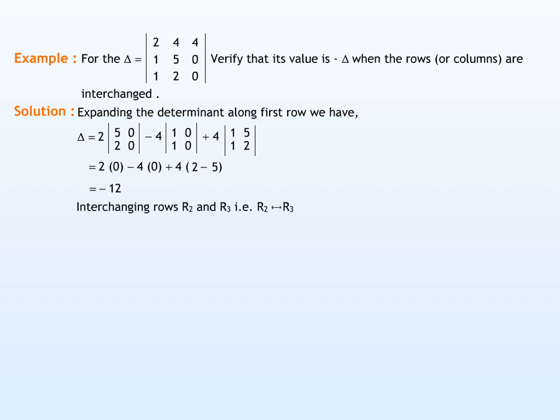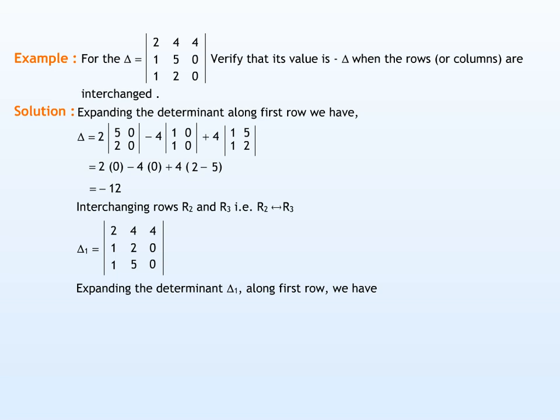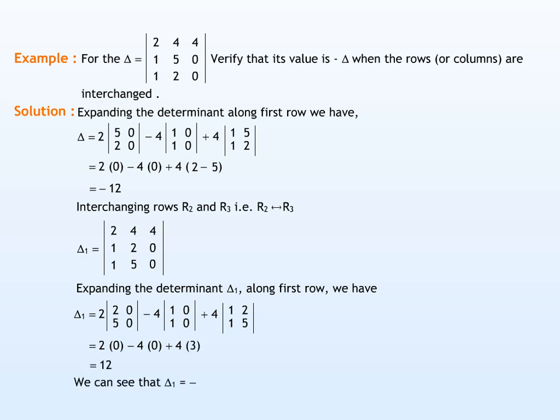Now interchanging rows R2 and R3, we have the new determinant delta 1. Expanding the determinant delta 1 along the first row, we get 2 multiplied by 0, minus 4 multiplied by 0, plus 4 multiplied by 3, that is 12. We can see that delta 1 equals minus delta. Hence, property 2 is verified.